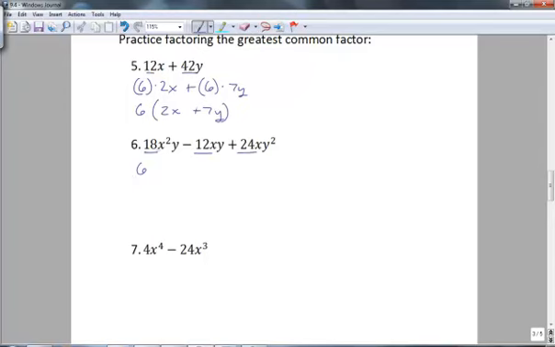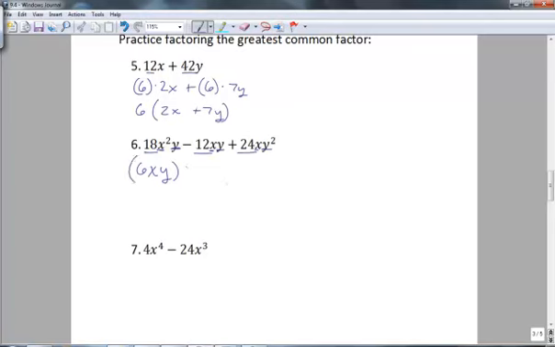Take a look at your x's. I've got an x squared, I've got an x, and I've got an x. What do all 3 terms have? Well, we've got 2 x's in the first, 1 x in the second, and 1 x in the third. So they all have an x. It's true that the first term has an extra x, but it does have an x, and so that's what's in common. I think we'll find the same pattern with the y's. First term has 1, second term has 1, third term has 2, so they all have 1. So my greatest common factor is 6xy.